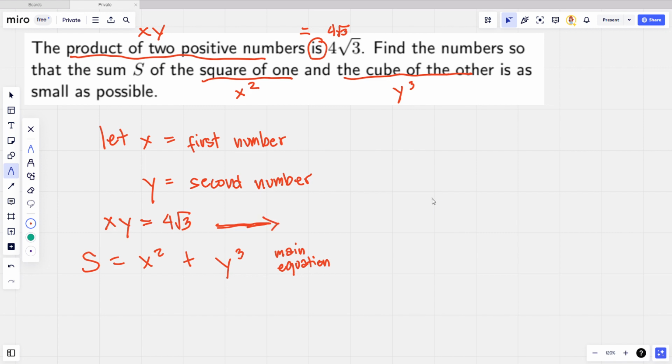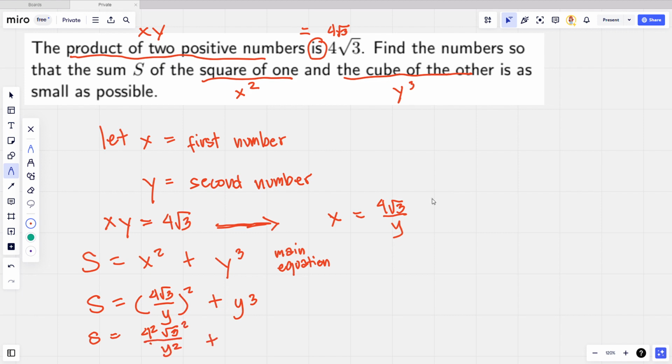Expressing that, we could have x equal to 4 square root of 3 over y. We substitute that into our main equation. So S is equal to the quantity 4 square root of 3 over y, squared, plus y cubed. This is now our new main equation. We just need to simplify: S is equal to 4 squared, square root of 3 squared, over y squared, plus y cubed.